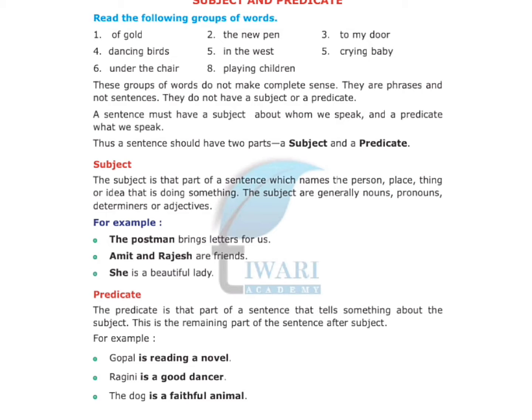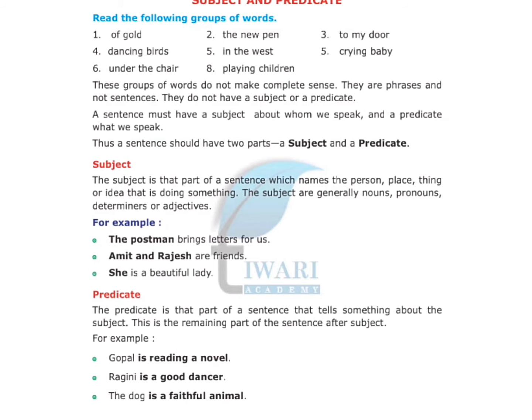For example, the postman brings letters for us. Here the postman is the subject, and the other part, brings letters for us, is the predicate. Amit and Rajesh is the subject here, and our friend is the predicate. She is the subject, is a beautiful lady. The rest of the part is the predicate.